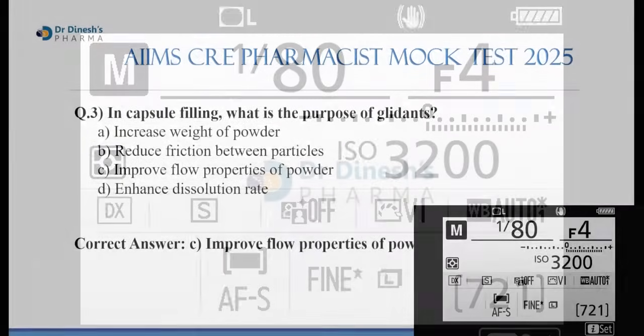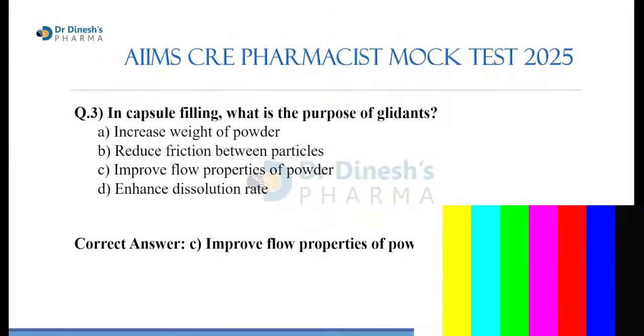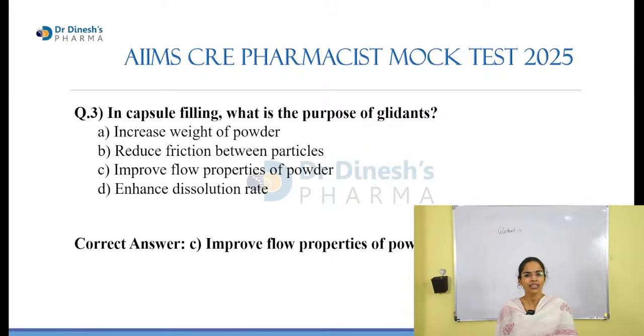Gliding means something which is related to the flow. So glidants, wherever they are used, whether in a capsule, in a tablet, in a powder, or whatever the type of dose.